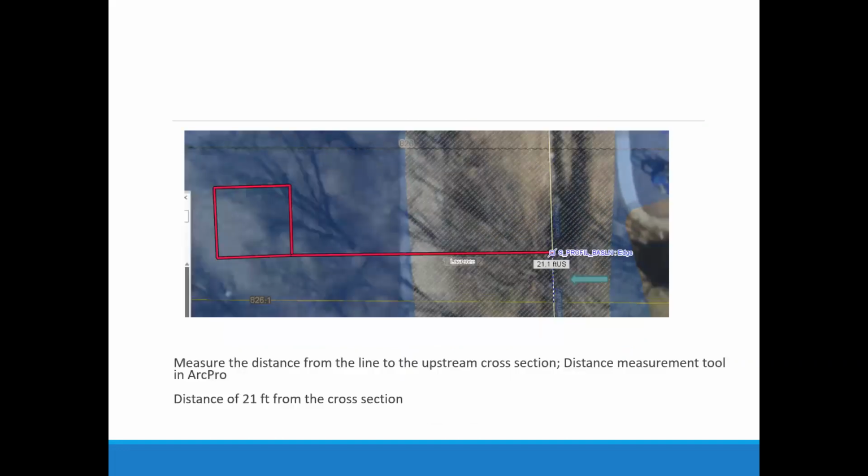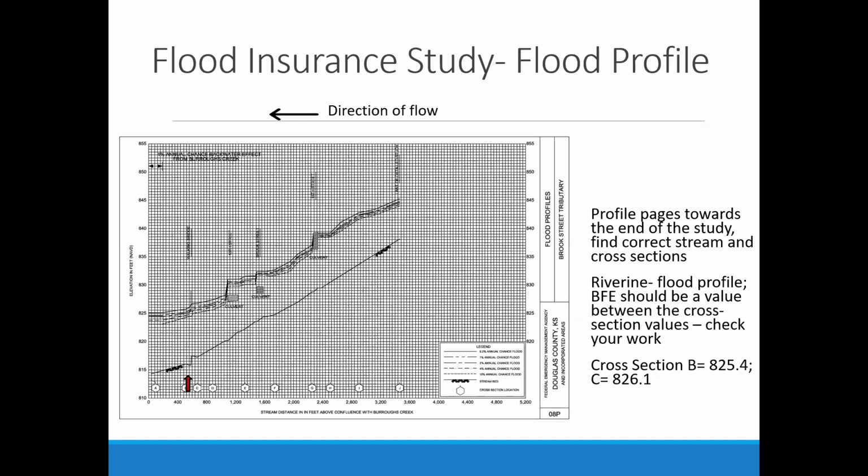So here I've used the measurement tool in GIS to measure what that distance is to the upstream cross section, and I have a distance of 21 feet just using the distance measure tool. And so I know that I am 21 feet downstream from cross section C. And so this is the flood profile that I've pulled out of the flood insurance study. So you can see it has Brook Street tributary there.